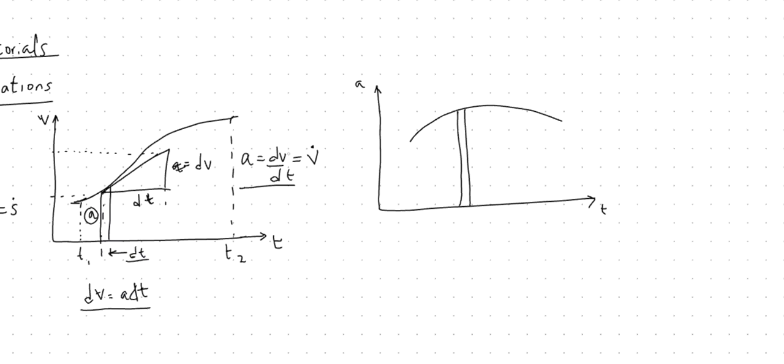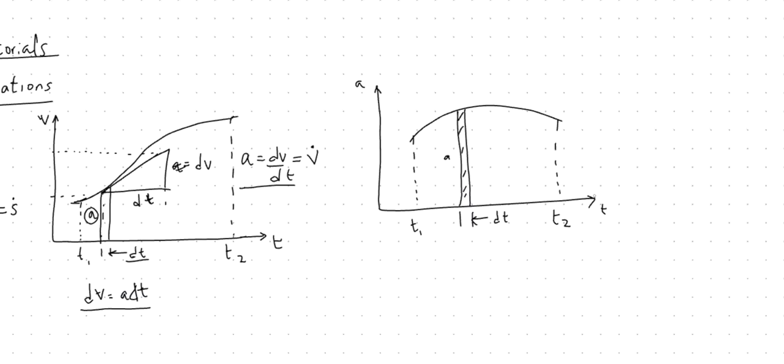So the same thing applies to this acceleration-time graph. The vertical here is a, that is the stripe that I took, and this is dt. If I take my initial time at t1 and my final at t2, I can also plot this acceleration-time curve.